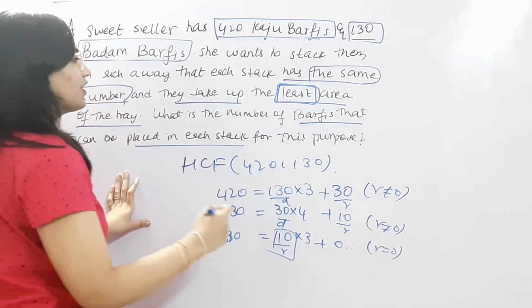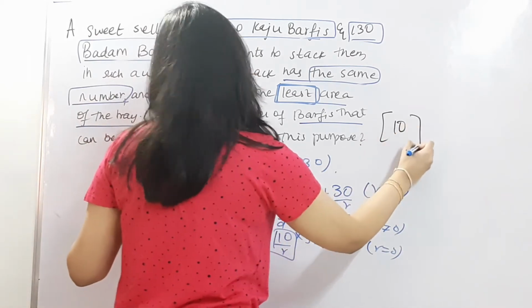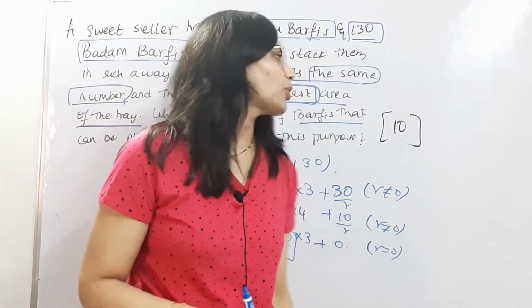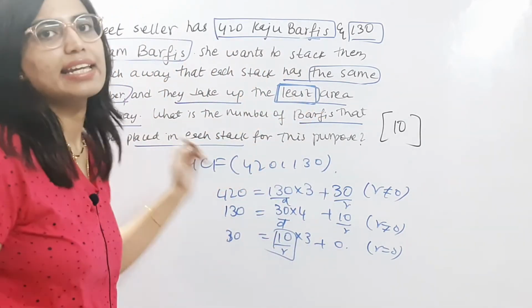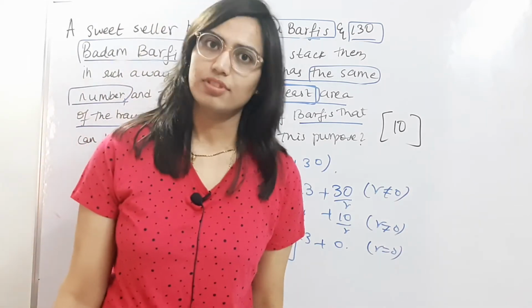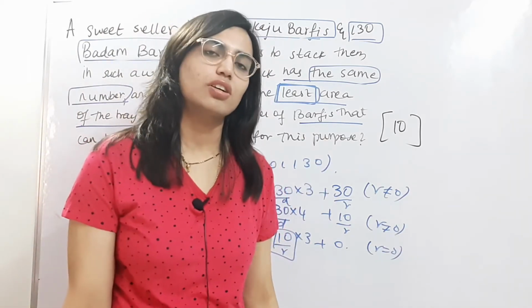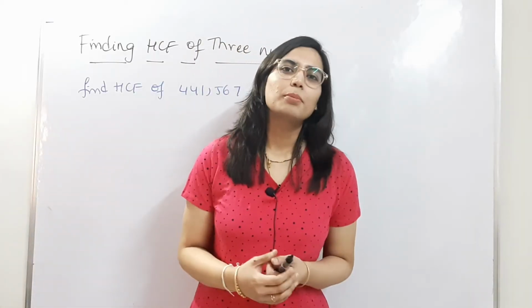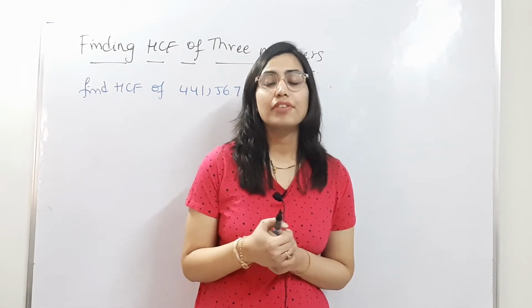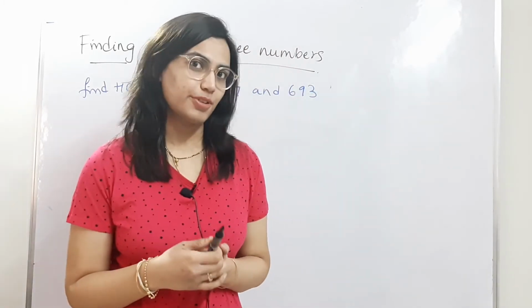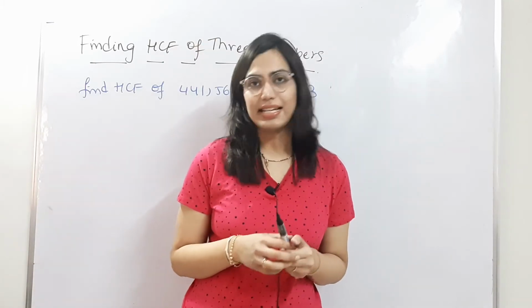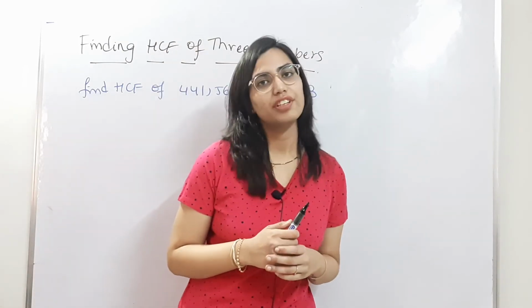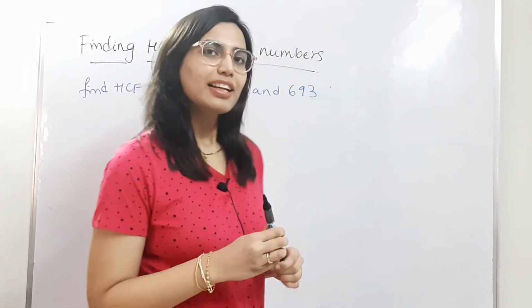That means we need to place 10 Barfis in each stack so that they will occupy the least area of the tray. Okay, so this is how you use Euclid's division algorithm to compute the HCF on problems. I would like to explain one bonus concept wherein we will be able to find the HCF of 3 numbers, if at all they ask you in any exam for that matter. You can use Euclid's division algorithm to find the HCF of 3 numbers also. Okay, now let's see how to do that.